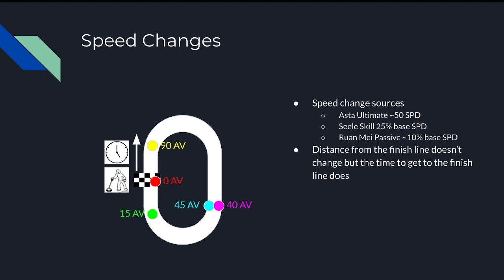When you speed up a unit, it doesn't change how far away they are from the finish line, but it increases how quickly they get to the finish line. So if I were to give a speed bonus to the purple, and I doubled the speed, it went from 40 action values down to 20. It still has to cover the same distance, but it can move through that back period a lot faster. So after the green takes action, after only 5 action value points, the purple will take action.